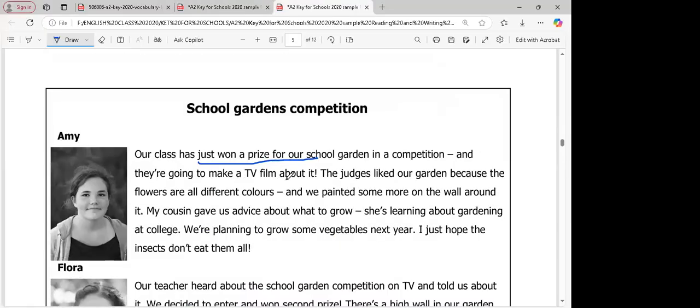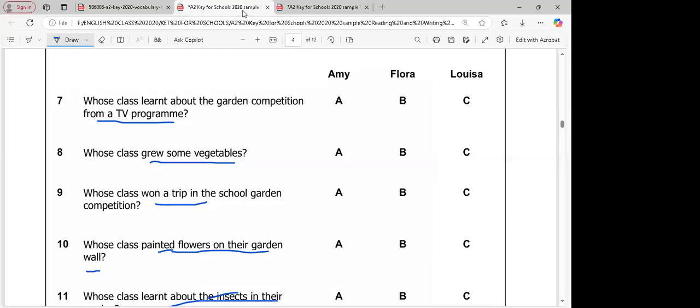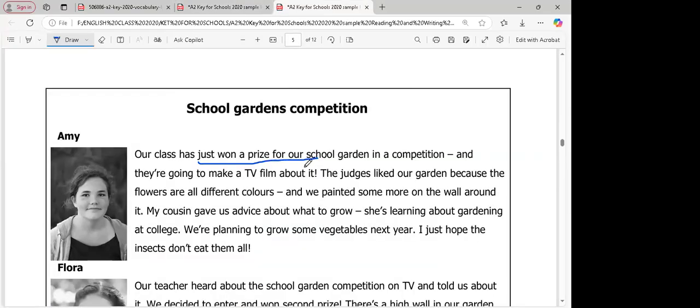And they're going to make a TV film about it. So there is a program, okay, garden competition from a TV program. Whose class learned about the garden competition from a TV program? So it is not mentioned. They have learned it from a TV program, but what they're saying is they are going to make a TV film about it. Okay.